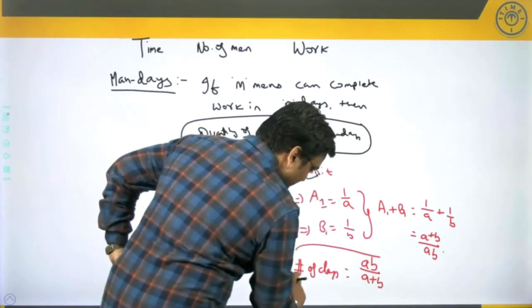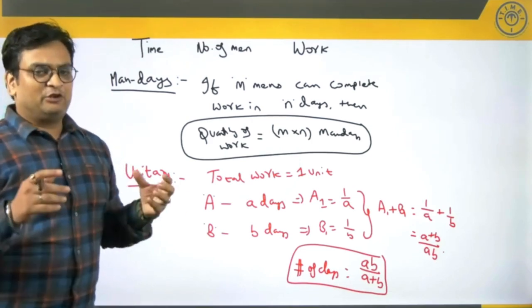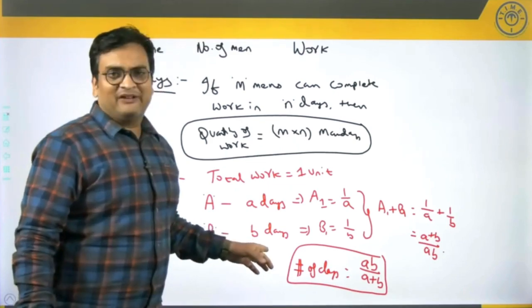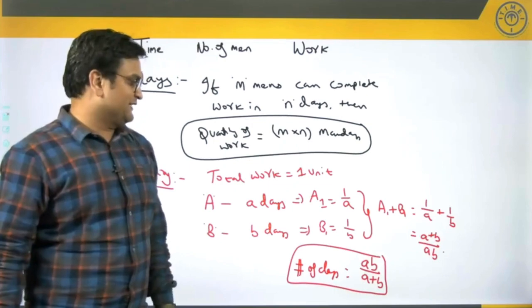So this is the formula that we can make use of whenever we want to find out the time taken by two people working together. If each takes individually A days and B days, together they will be taking A into B by A plus B days. So you can make a note of that formula.